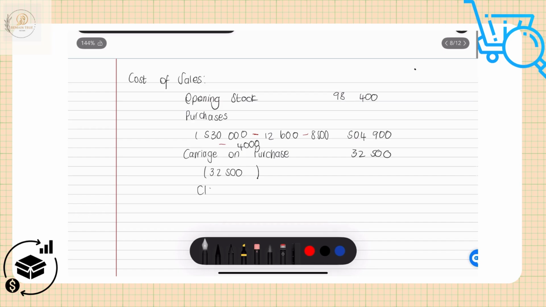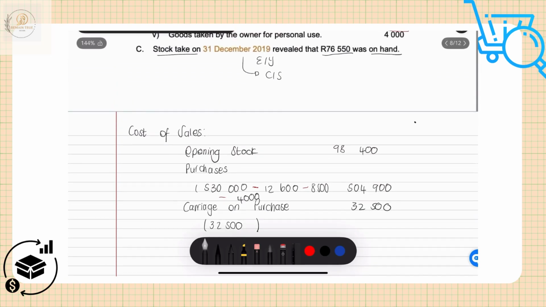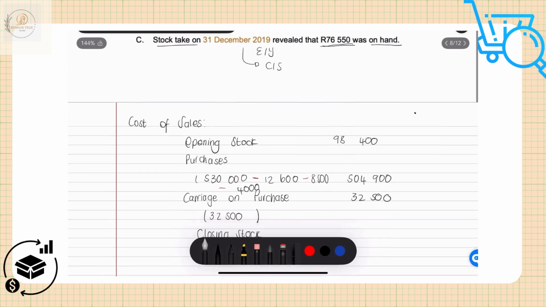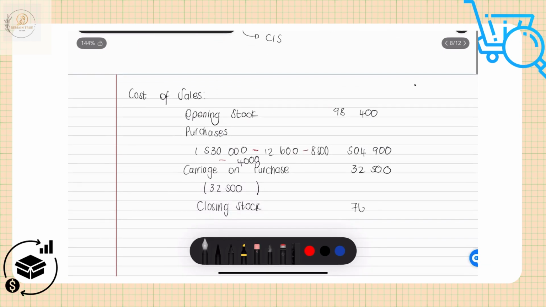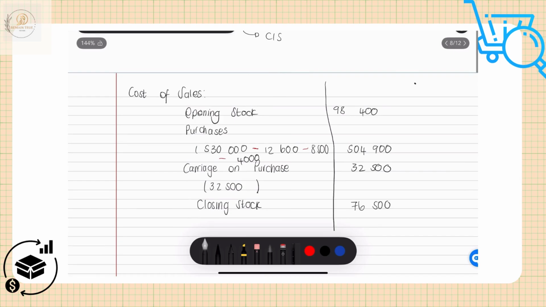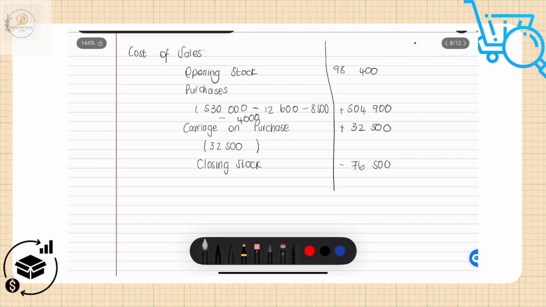So closing stock is equal to how much? 76,500. Just to make it neater, we could even draw a line like that and say we are adding, and we are subtracting as per our formula.